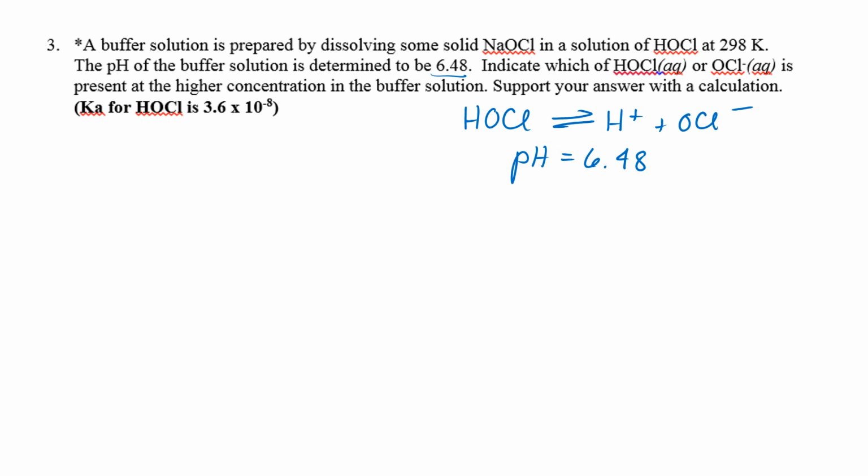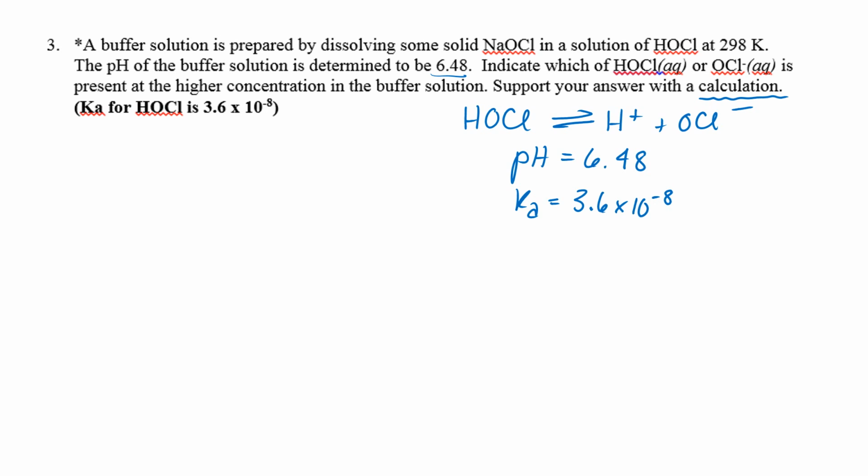So notice it's not asking me to solve for a particular number. It's just saying which is higher. But I do have to include some sort of calculation, so I have to show some sort of numerical work here. Let's see what else the problem gives me. It also gives me that the Ka is 3.6 times 10 to the negative 8th.